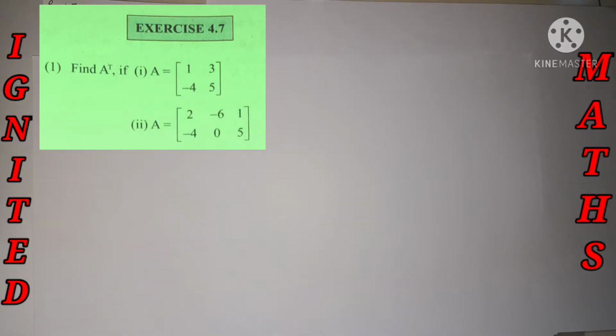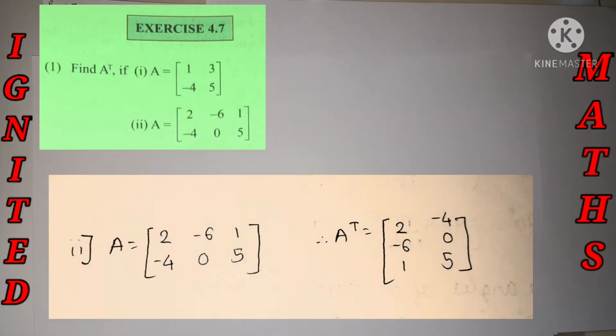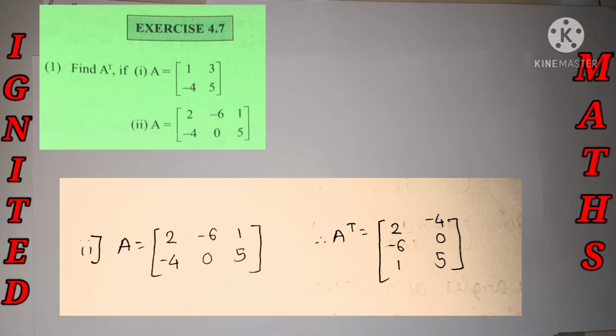In exercise 4.7, the first sum is a very easy question. We just need to transpose the specific matrix given. The first question is a 2 cross 2 matrix. We need to transpose it. So the first row will be interchanged as my first column and the second row will be interchanged as my second column. It's such an easy concept.